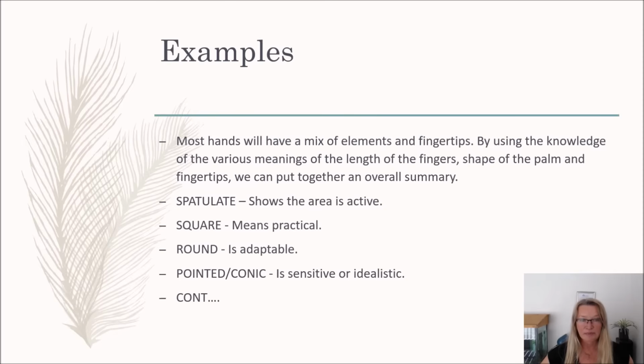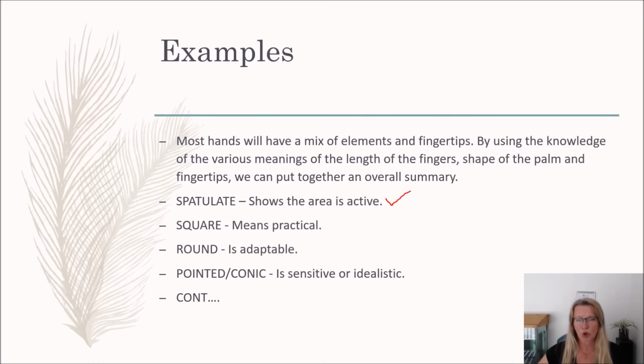Some examples. Most hands will have a mixture of elements with the fingertips. So by using the knowledge of the various meanings of the length of the fingers and the shape of the palm, we can put together an overall summary. The spatula tip shows an area that is active. So that's the area that the person has the most strength in their qualities.